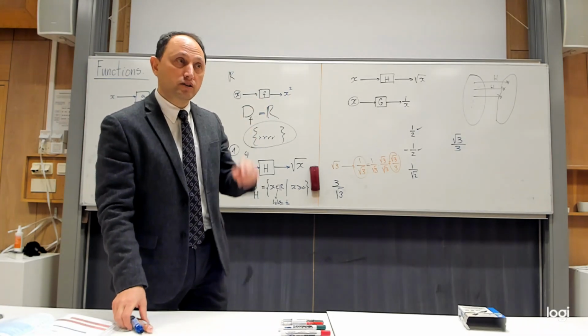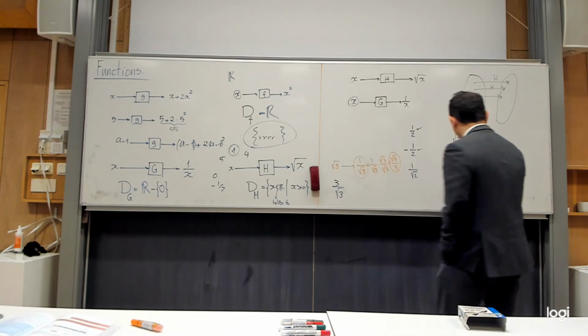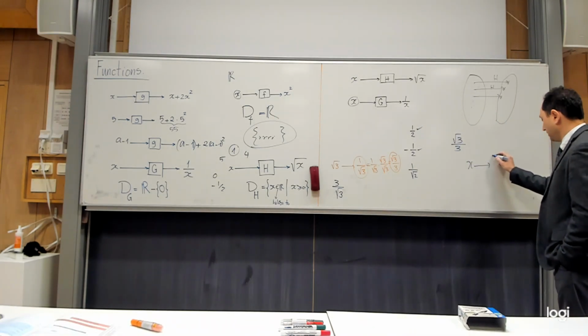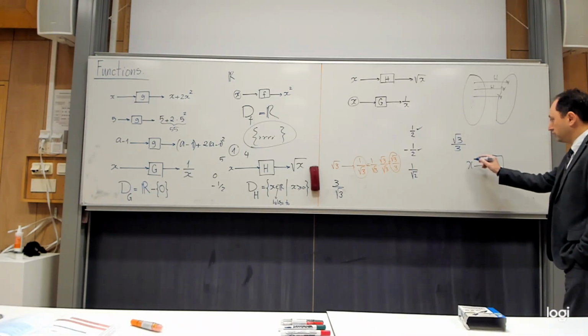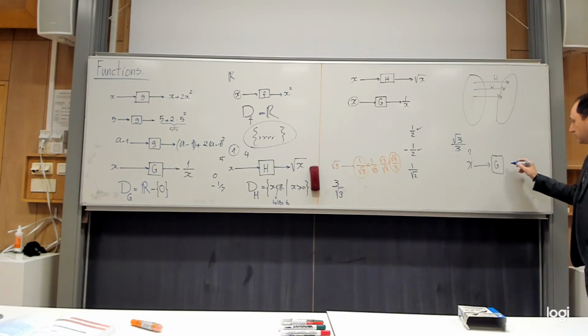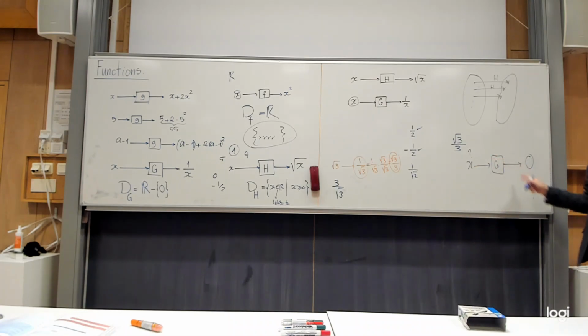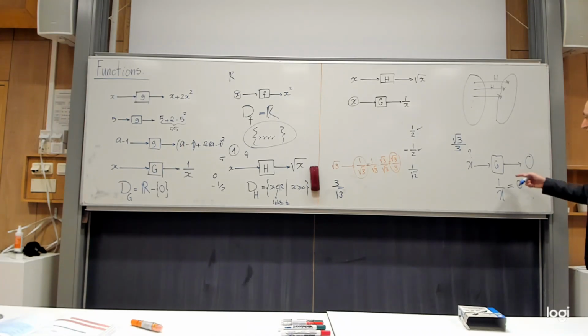Why is 0 not covered? Is it possible to feed something in so that the output is 0? No, because if I feed this in, the answer would be 1 over x. Is it possible that 1 over x becomes 0? No, because the numerator of this fraction is 1, so this fraction cannot be equal to 0. Is that understandable? So definitely 0 cannot be covered, but it is not enough yet.